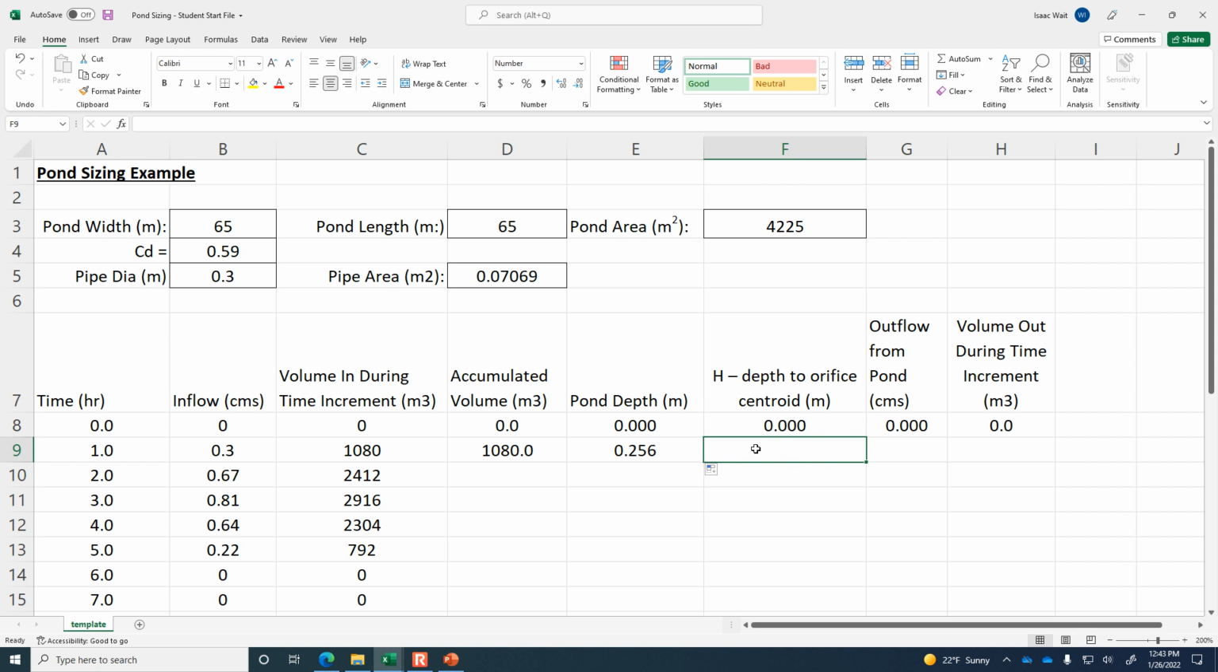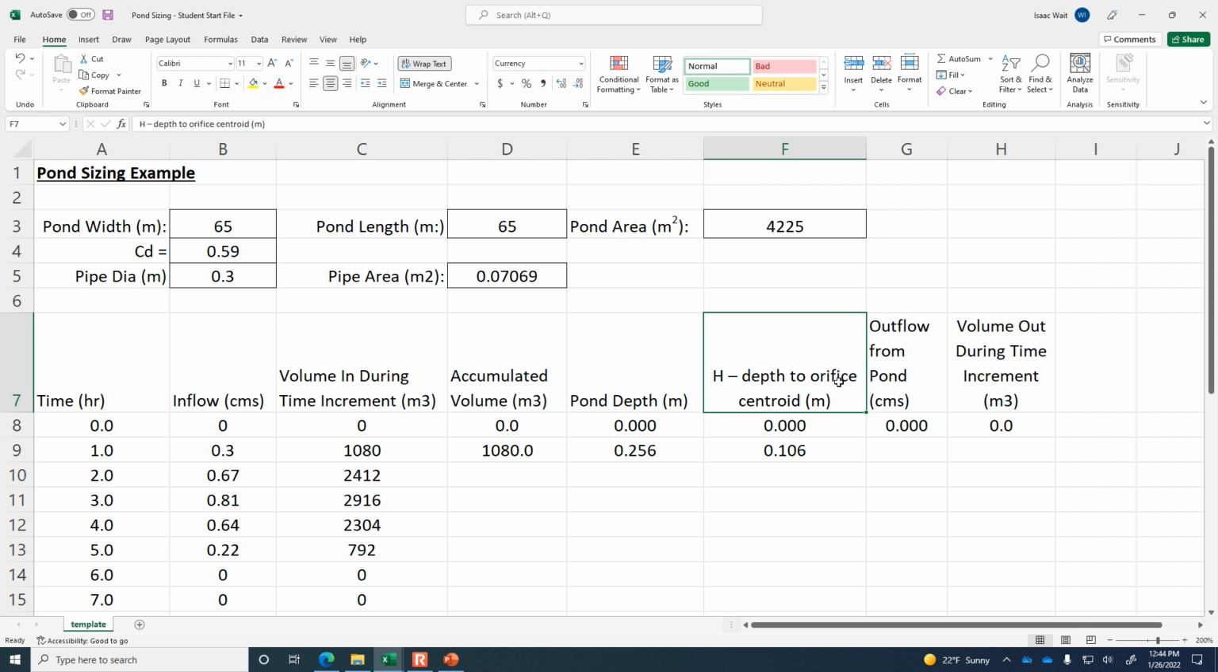So the depth to the centroid is going to be the pond depth minus the pipe diameter divided by 2. So the pipe diameter divided by 2. Because that is, what's the distance from the surface of the water to the center of the pipe? You remember depth to the center.